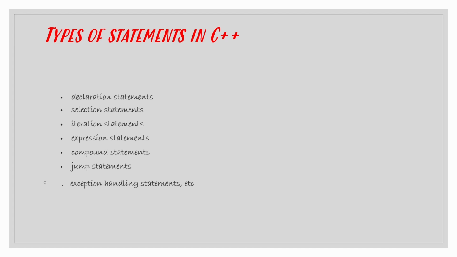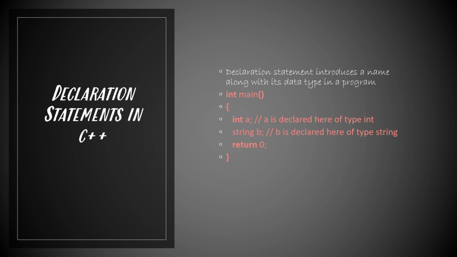The first type of statement is the declaration statement. I'm going to read the statements aloud so that you can note them down: declaration statements, selection statements, iteration statements, expression statements, compound statements, jump, and exception handling statements. The first one, declaration statements in C++.